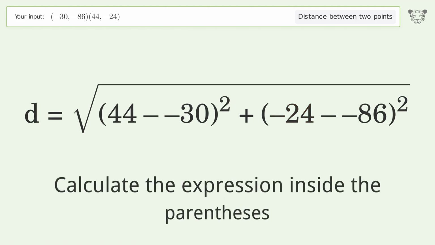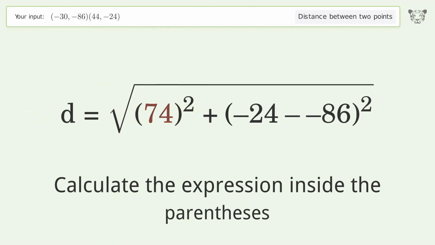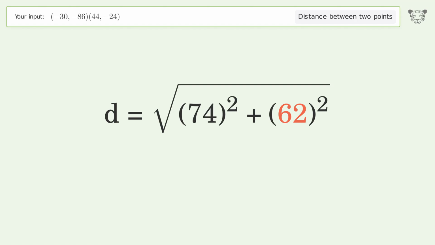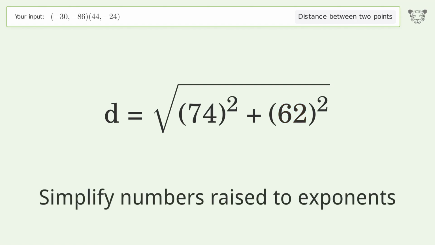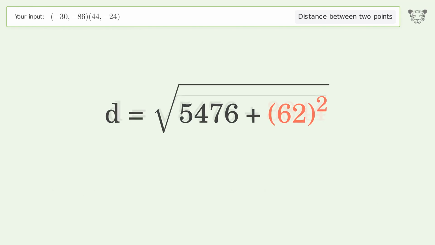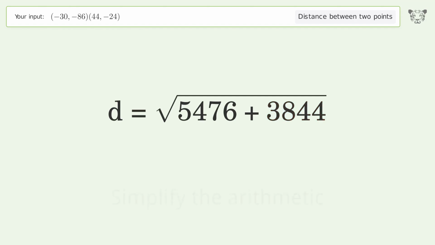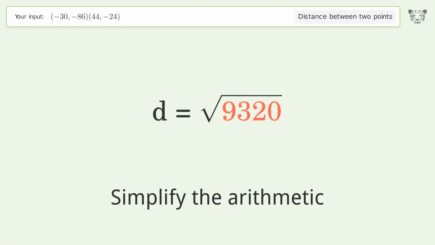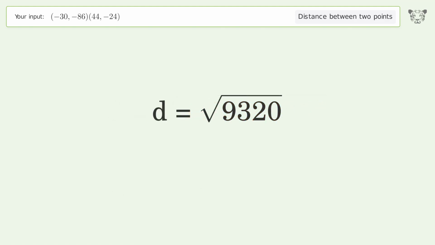Calculate the expression inside the parentheses. Simplify numbers raised to exponents. Simplify the arithmetic. And so the distance between the 2 points is the square root of 9,320, or 96.54.